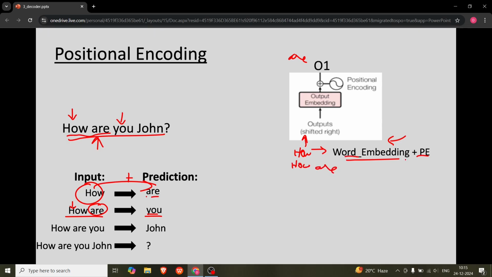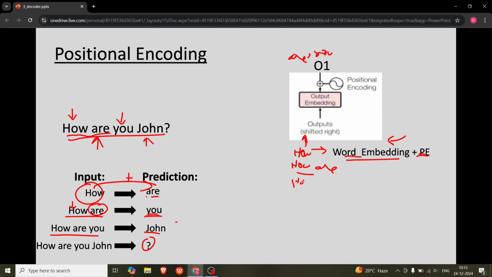Again, you will be giving the word embedding and positional encoding, not just words, because words won't be understood by the model. You will have to convert them into numbers. So, word embedding and positional encoding. Then you will be asked to predict the word "you". You will have to give the whole thing, whatever you gave as the input, and then figure out the word "John". And then lastly you will also have to predict a question mark.